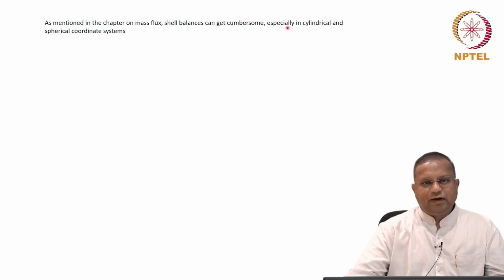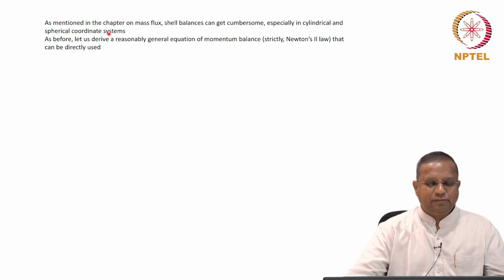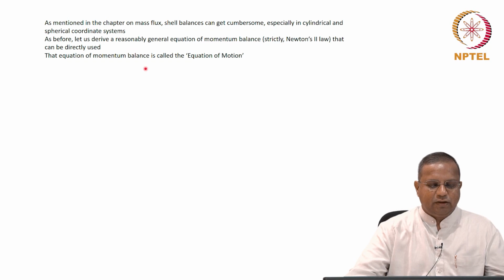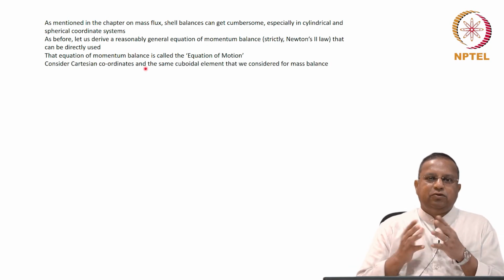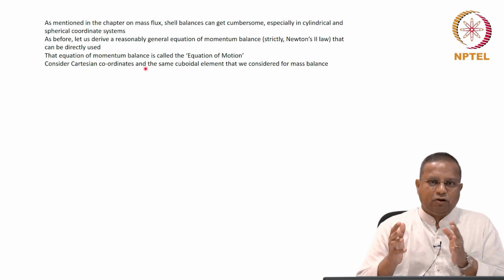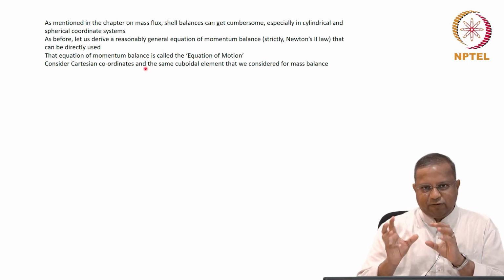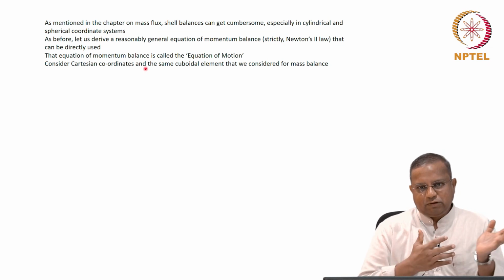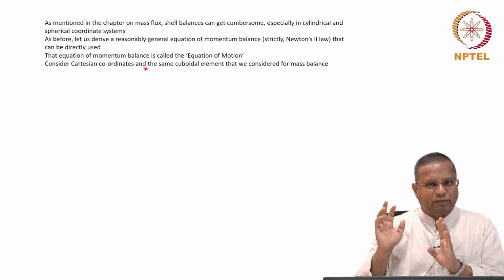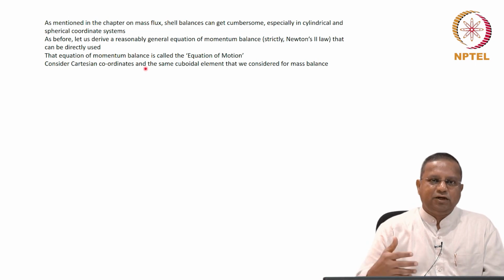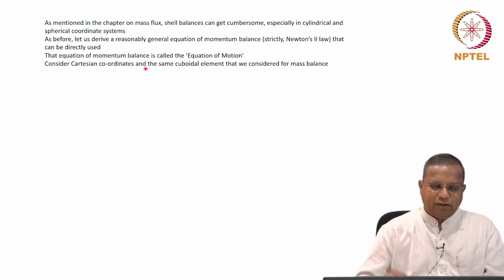The shell balances can get cumbersome, especially in the cylindrical and spherical coordinate systems. Let us derive a reasonably general equation of momentum balance. As I said, strictly Newton's second law. What we're going to do is derive it as usual on a set of coordinates that we have an intuitive feel for, because we have been used to those coordinates right from very early on, which are the rectangular Cartesian coordinates.